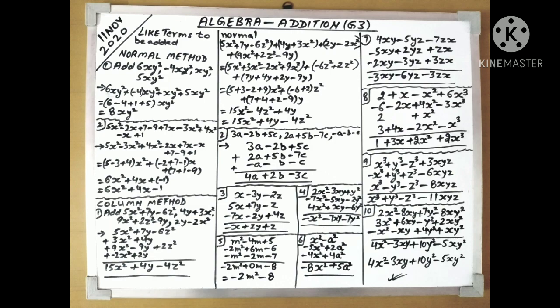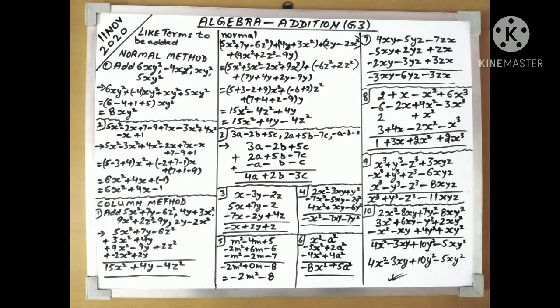The process in the column method is very simple, very simple. In this method, each expression is written in a separate row such that their like terms are arranged one below the other in a column, and the addition or the subtraction of the terms will be done column wise accordingly, right? So we can see that we will add 5x square plus 3x square plus 9x square minus 2x square, and finally we get the answer as 15x square.